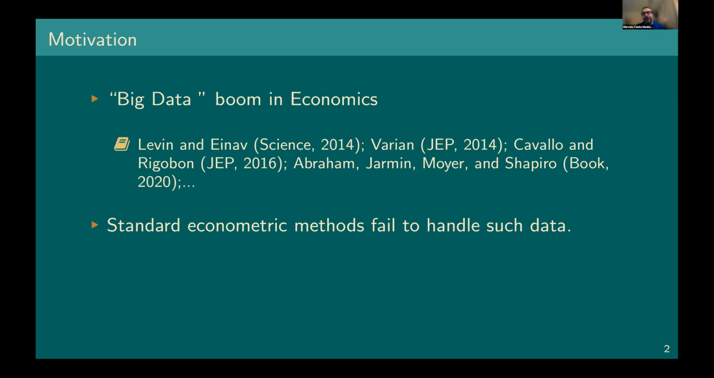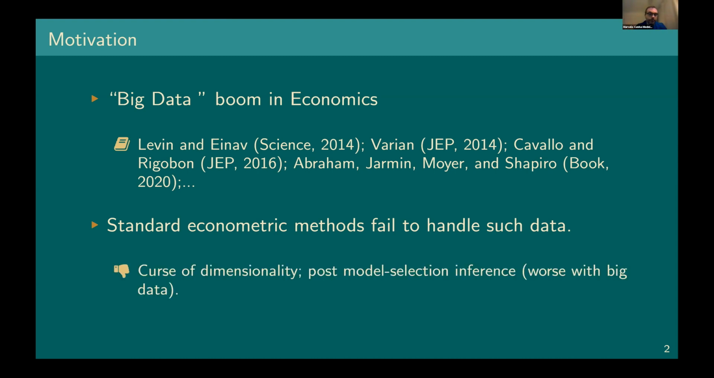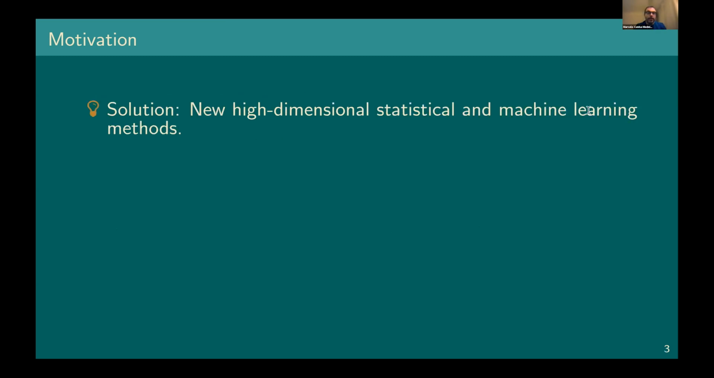And we can have wide and tall data sets, which would be a nightmare. Here we are going to talk more about the wide data set, where you basically have lots of parameters to estimate. In this case we have the curse of dimensionality. We can have post-model selection inference that will get worse with big data. And what's the solution?